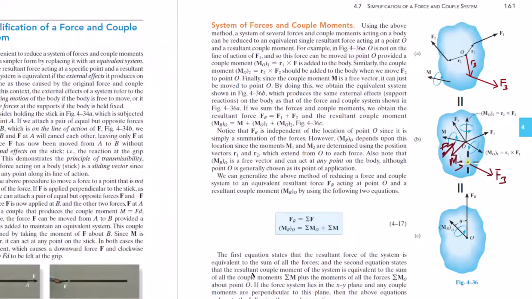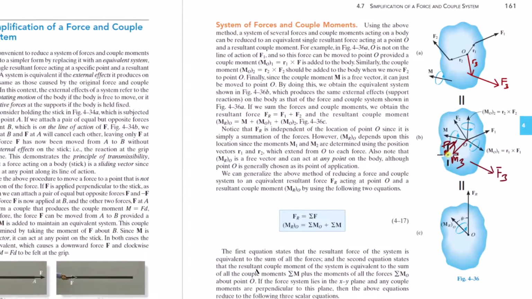Yes, F3 is causing rotation about point P and point O, but if you applied these two moments, one to point P and one to point O at the same time, you're implying that there's two F3s on the body. You would have to remove this M3 here and then consider the effects of the rotation that F3 is causing about point P separately.